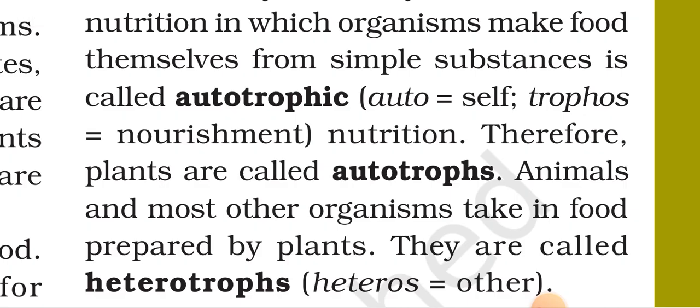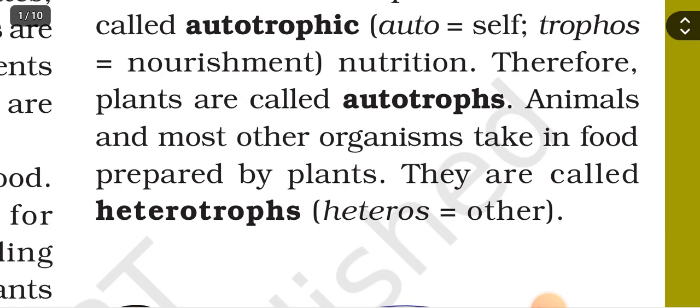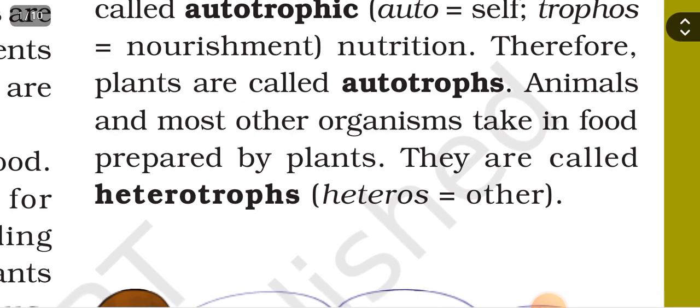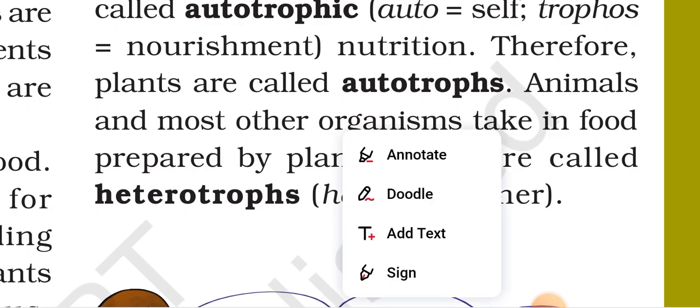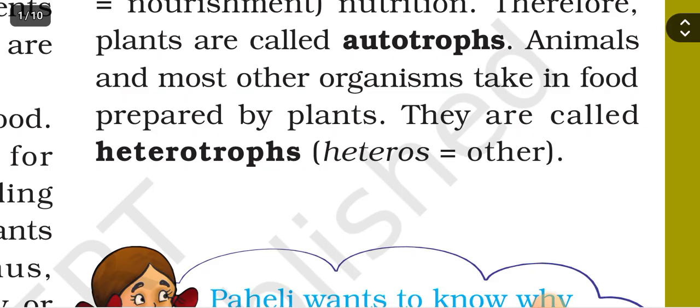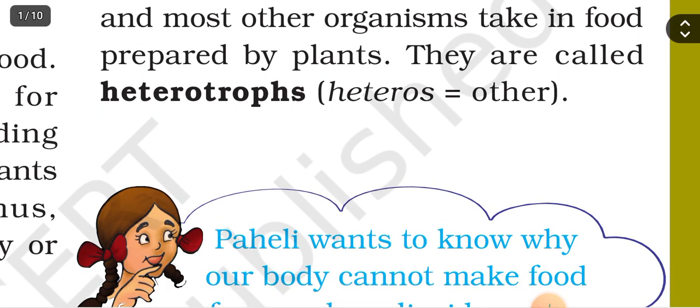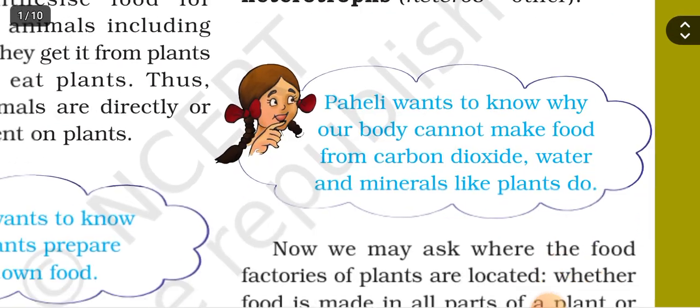Auto means self, trophos means nutrition. Therefore, plants are called autotrophs. Animals and most other organisms take food prepared by plants. They are called heterotrophs. Hetero means other.